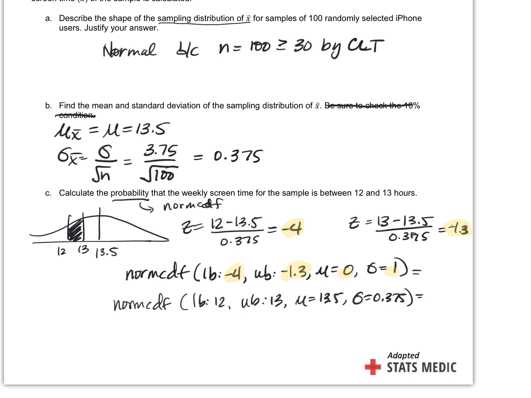All right? So I don't even know what this comes out to be. Let's see. You get the same answer, 0.0991. So that's my answer. Either way you put it in, you get the same answer.